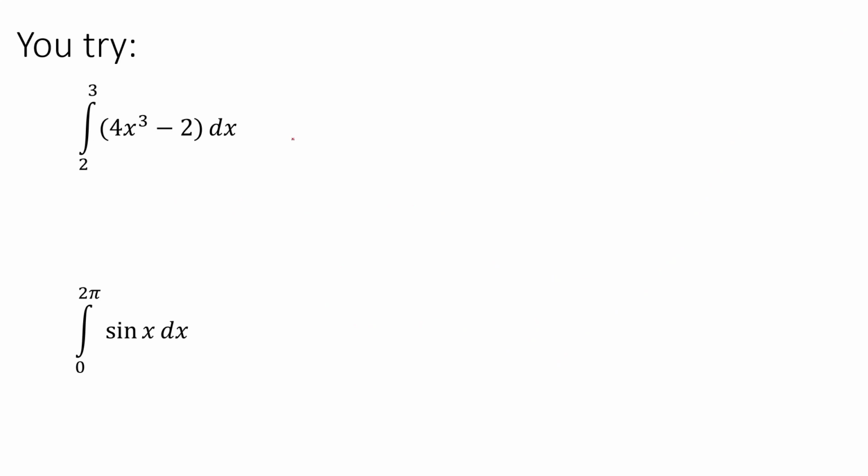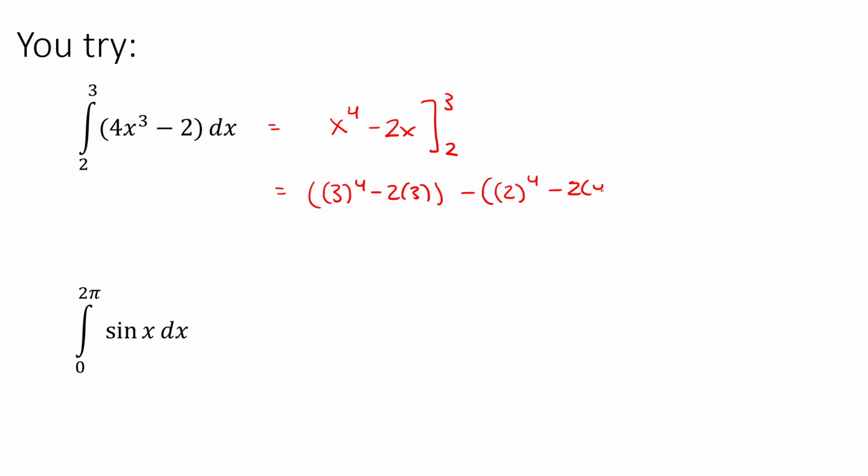Okay, if we do 4x cubed minus 2, again, we start by taking the antiderivative. You may want to pause the video and try these yourself, by the way. Okay, so taking the antiderivative is x to the 4th minus 2x. And we evaluate over the bounds, which means we're going to plug in 3. I recommend parentheses for all this so you don't forget to distribute and things like that. Oops, sorry, 2 times 2.